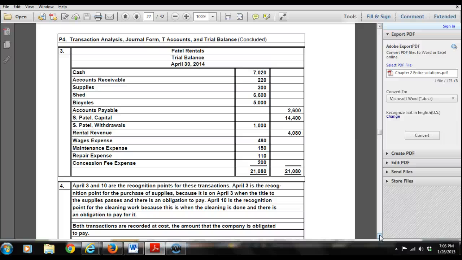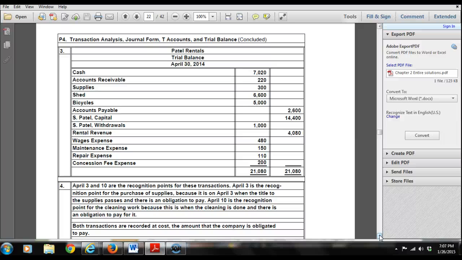the accounts. We have our assets, the cash, accounts receivable, the supplies in the shed, and bicycles first. They will all have debit balances. Then we'll take our liability next, which is accounts payable, and we have a $2,600 credit balance. The S. Patel Capital is a credit balance, and the S. Patel Withdrawals would be a debit balance.